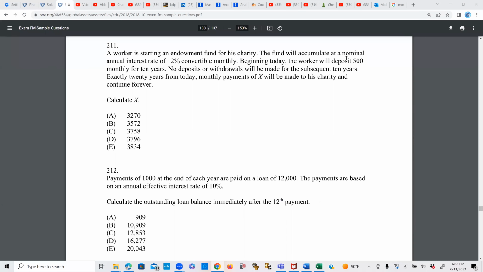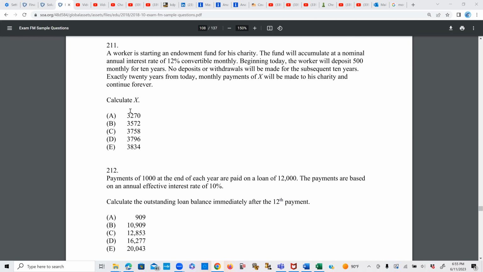A worker is starting an endowment fund for his charity. The fund will accumulate at a nominal annual interest rate of 12% convertible monthly. Beginning today, the worker will deposit 500 monthly for 10 years. No deposits or withdrawals will be made for the subsequent 10 years. Exactly 20 years from today, monthly payments of X will be made to his charity and continue forever.